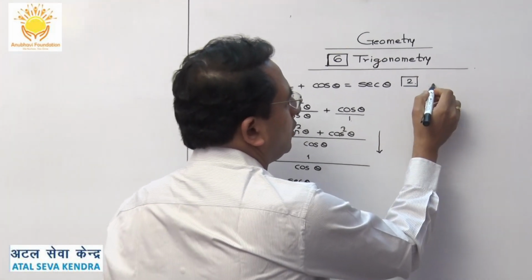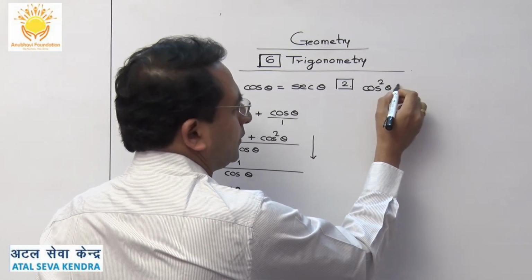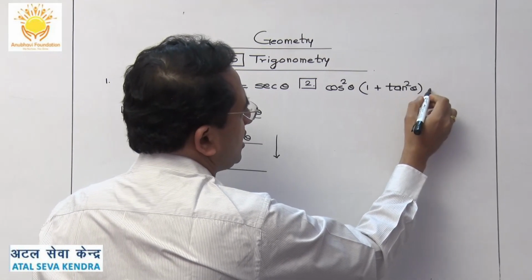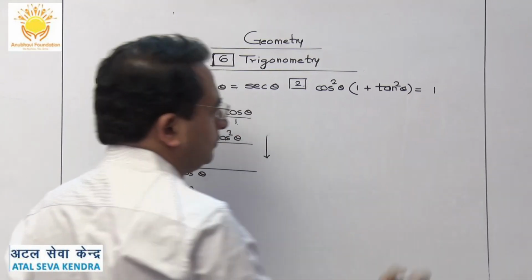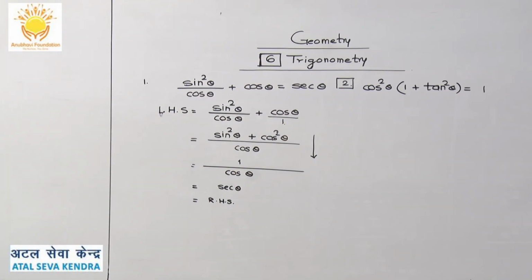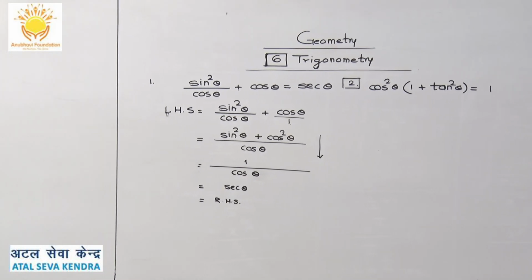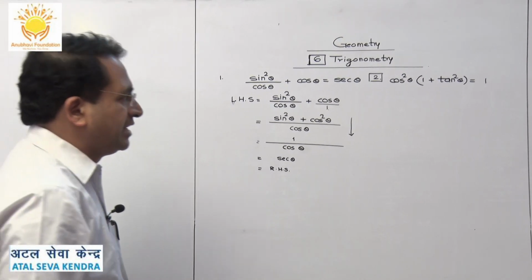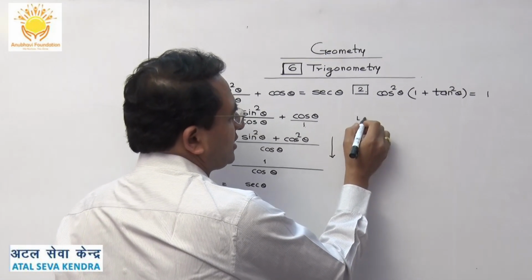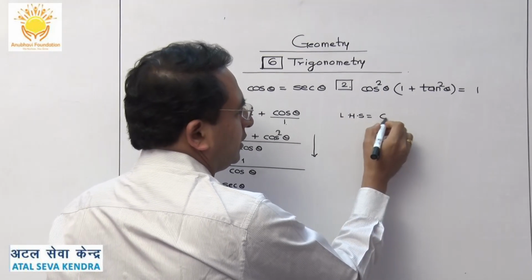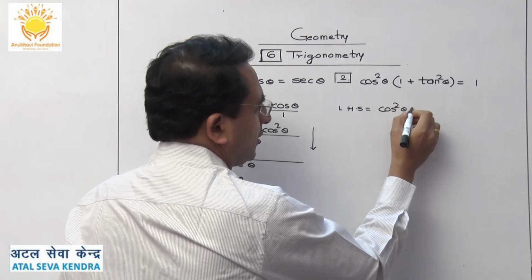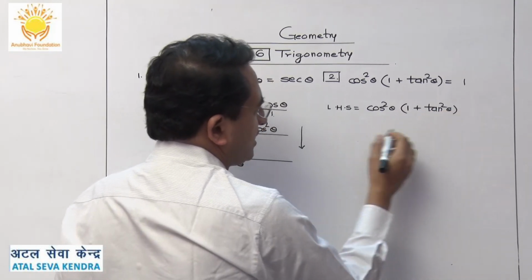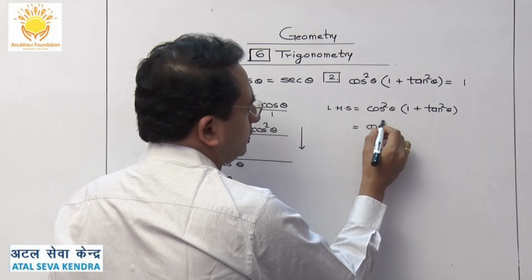This is cos square theta into bracket 1 plus tan square theta. This is what we have to prove as 1. That means whatever you are going to write on the left hand side and simplify, that will be entirely eliminated to get the answer 1. Now we'll write LHS the way we have written in the earlier sum. That is cos square theta, then it is 1 plus tan square theta. Now the answer is going to be cos square theta.